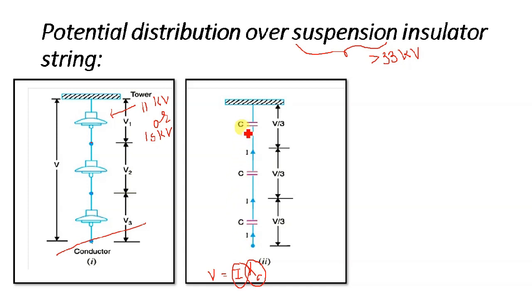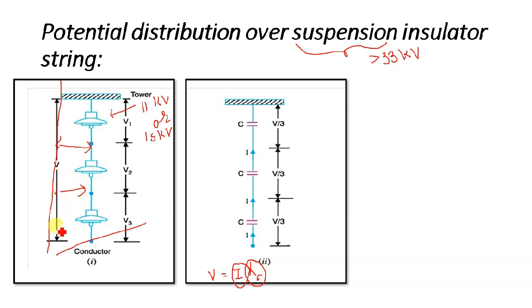But when we talk about practical application, this is all theoretical content. In actual practice it is not going to be like that. Because there will be the tower body, which is also at ground level, there will be some shunt capacitance between the insulator and the tower body. Your tower body will be something like here. So there will be capacitance between these points.